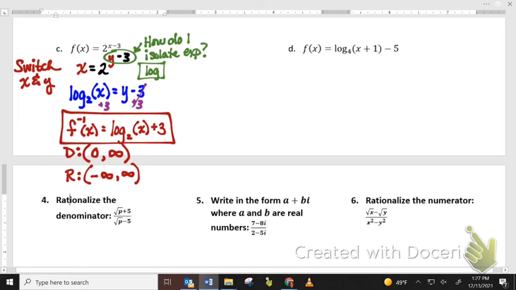The domain. So domain is all the things that you're allowed to use for x. What do you know about the argument of a log? Can't be negative. Yep. Since x is my argument. If x was somewhere else, I'd have to ask a different question, but x all by itself is my argument.